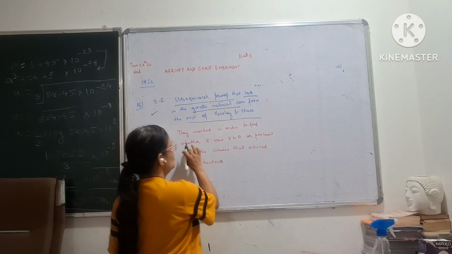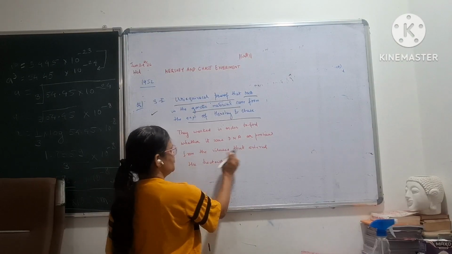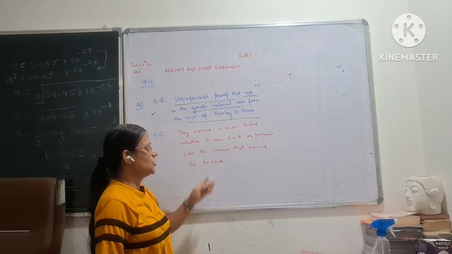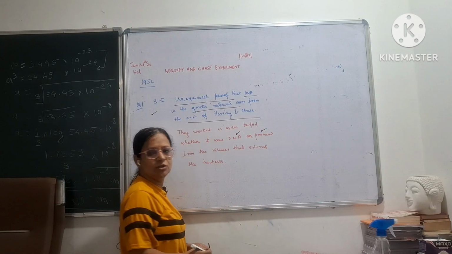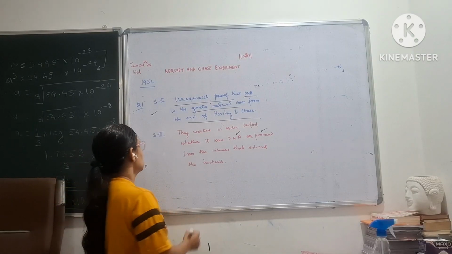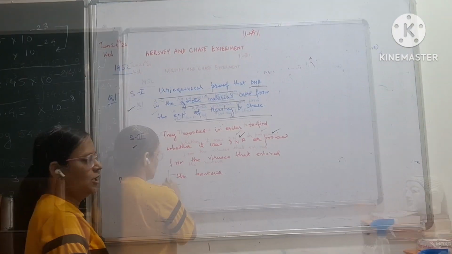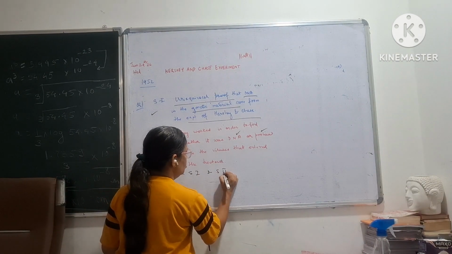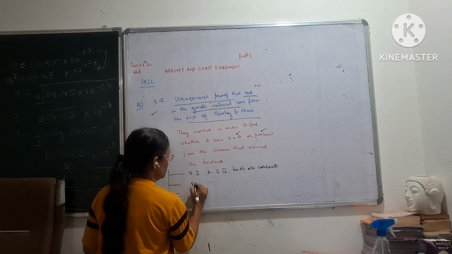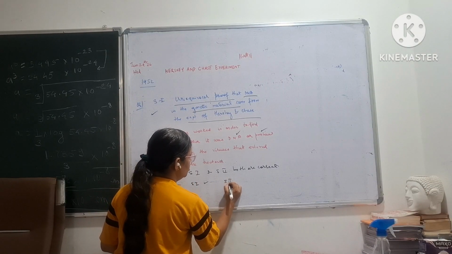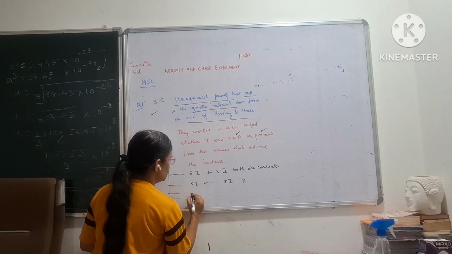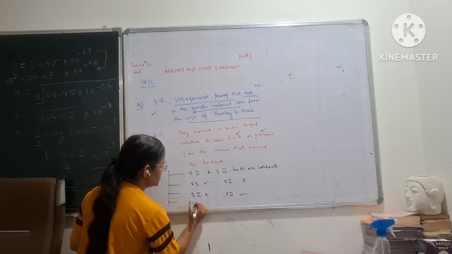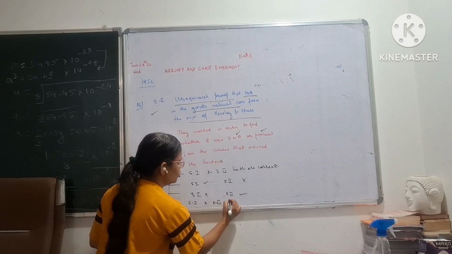Statement 2, they worked on what? Whether it was DNA or proteins from the viruses that entered into the bacteria. So we just now saw the experiment that they were working to find out what? Whether it is DNA or proteins which is entering into the bacterial cell. So this statement is also correct. So accordingly, the four options will be given. The first option would be: statement 1 and statement 2 both are correct. Second option, statement 1 is correct, statement 2 is incorrect. Third option, statement 1 is incorrect, statement 2 is correct. And the last option, statement 1 and statement 2 both are incorrect.